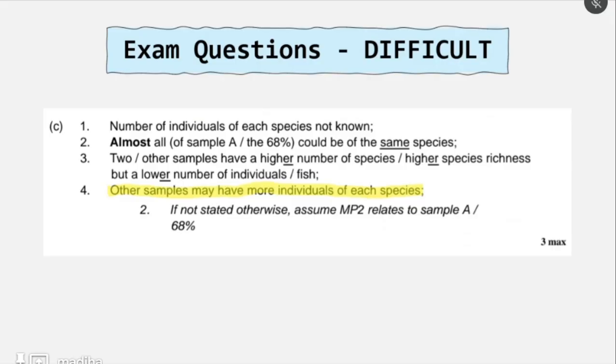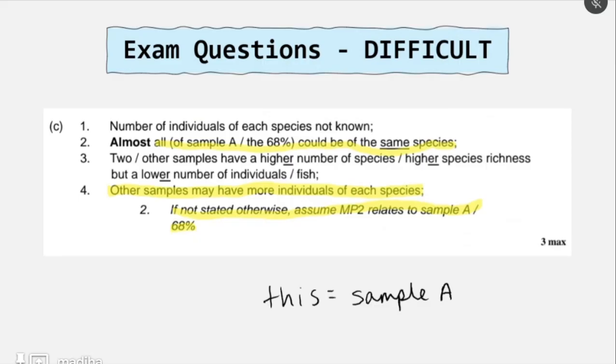And for marking point 2, this basically means that if you're not being specific, so if you just said all of this could be of the same species, they'd assume that you meant sample A. So this just basically means for the examiner, if they're not being specific, just assume they're meaning sample A. So yeah, that's essentially that.